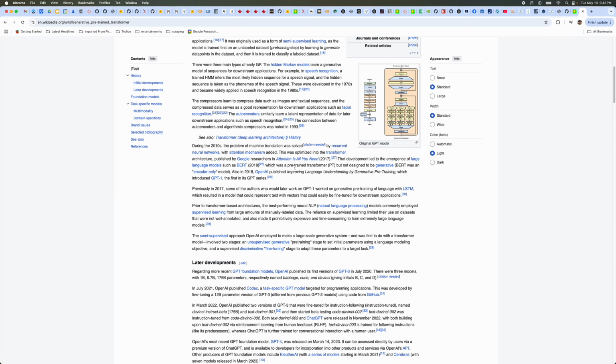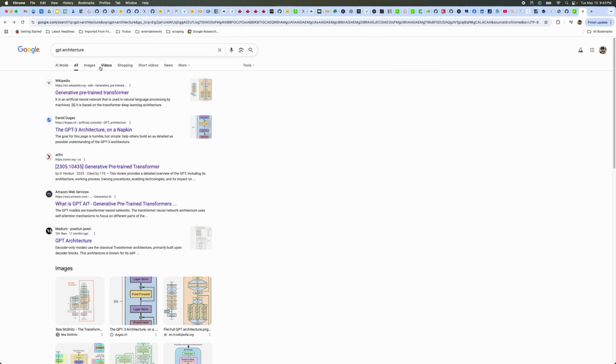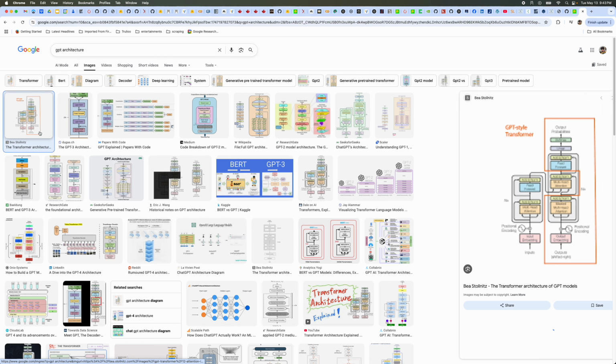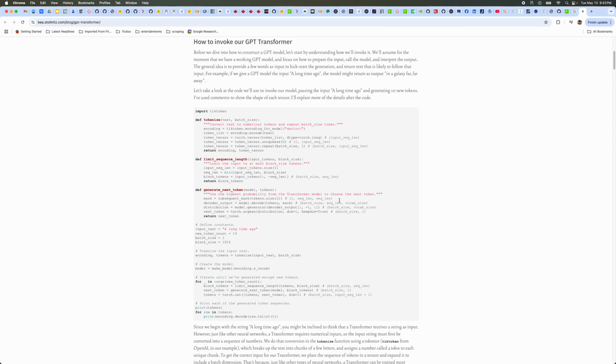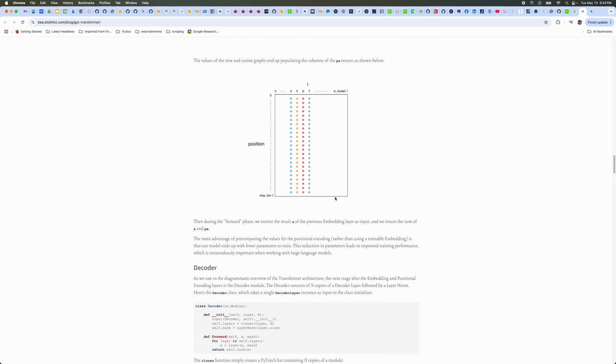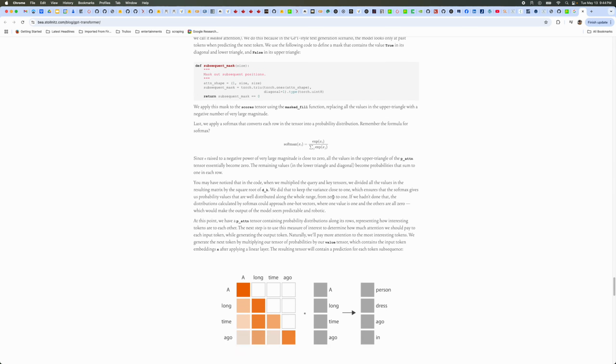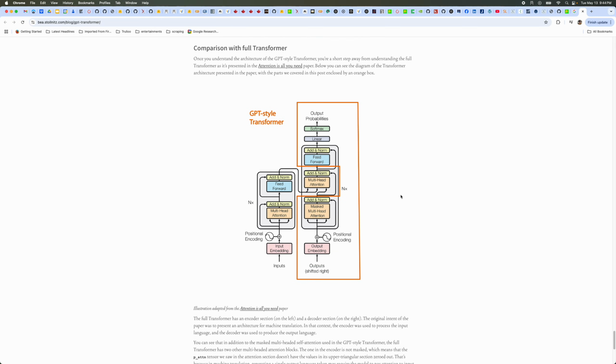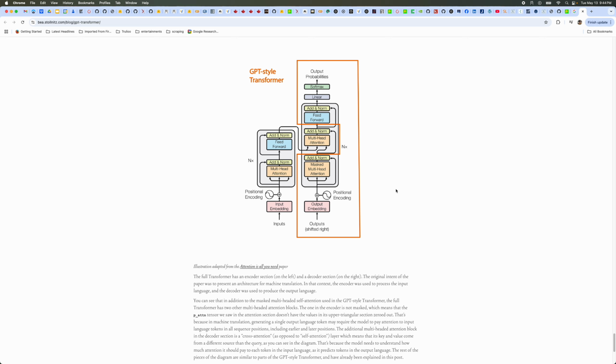Let's go back, find it better. Okay, cool. So in the transformer architecture we have two parts. We have the encoder, where we feed our inputs and calculate the embeddings, and then we have the self-attention layer and the feed forward layer.